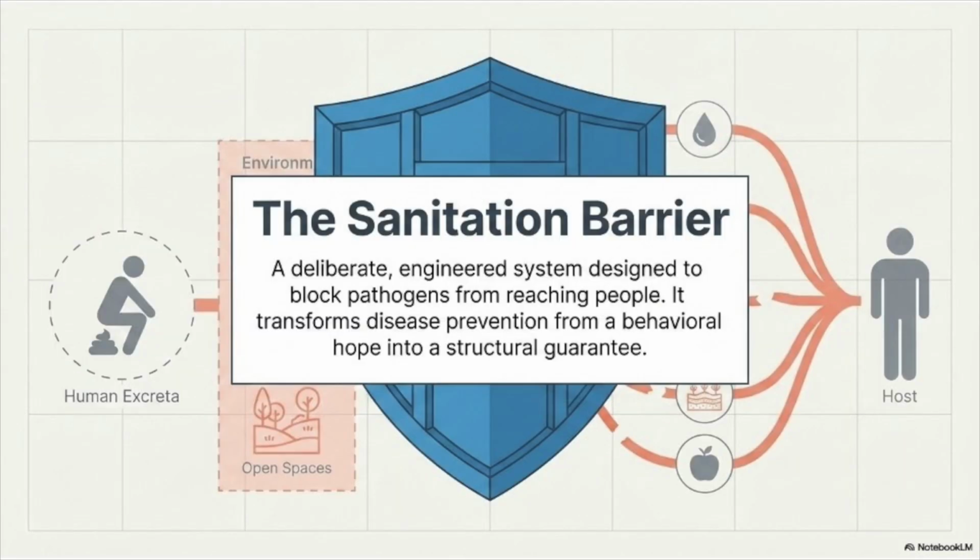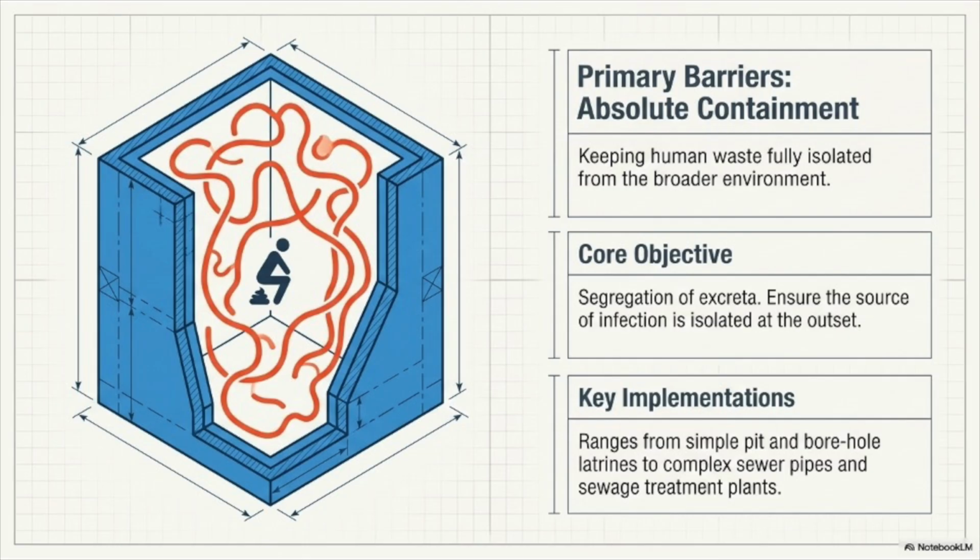This is where the concept of a sanitation barrier becomes essential. A sanitation barrier is a deliberate, engineered system designed to block pathogens from reaching people. It transforms disease prevention from a behavioral hope into a structural guarantee. Let us start with the primary barrier, which focuses on absolute containment.